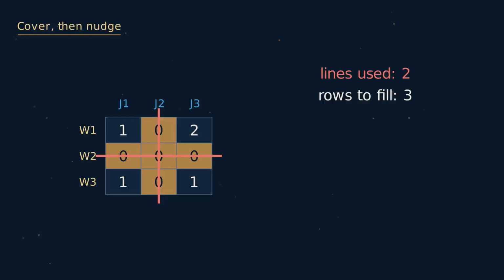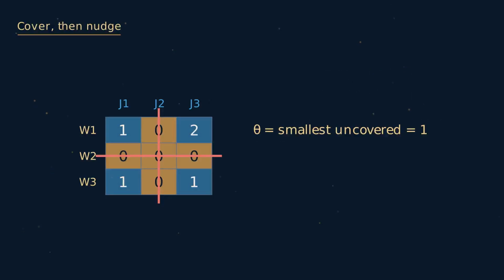2 lines were enough. And that is bad news dressed as good news. 2 lines covering all the zeros means the zeros are crowded into 2 lines. You cannot pull 3 independent ones out of them. So we nudge. Look only at the cells no line touches, and find the smallest value there. It is 1. Call it theta.